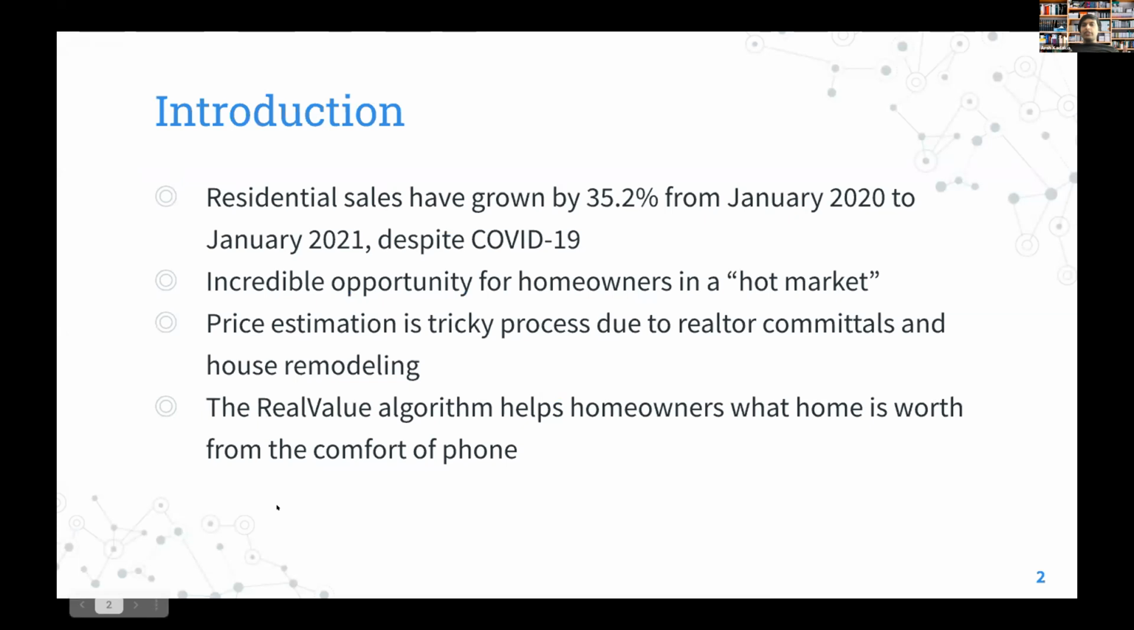Now, despite the advent of COVID-19, residential sales have grown by nearly 35% from January 2020 to January 2021. This provides an incredible chance for homeowners to make a profit in a seller's market. However, price estimation can be a tricky process, knowing what your house is worth, because you might have to commit to realtors, you might have to assess what your house is worth by remodeling, it might involve a lot of paperwork. A lot of tricky things may make you as a homeowner discouraged from pursuing an incredible opportunity.